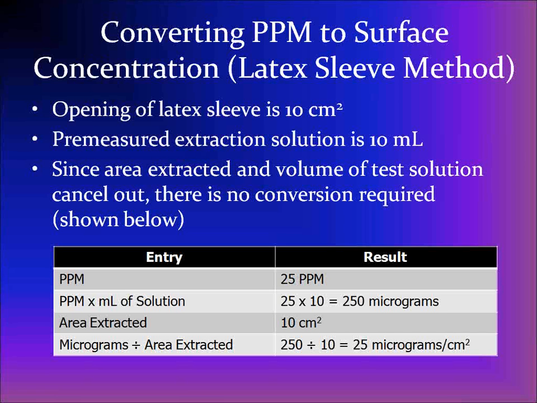The opening of the latex sleeve was designed at 10 square centimeters. The amount of prepackaged extraction solution is 10 milliliters. Since the area tested and the volume of solution are both 10, they cancel one another out of the equation, so the reading in parts per million on the chloride ion detection tube is the surface concentration in micrograms per square centimeter. This is shown on the slide.